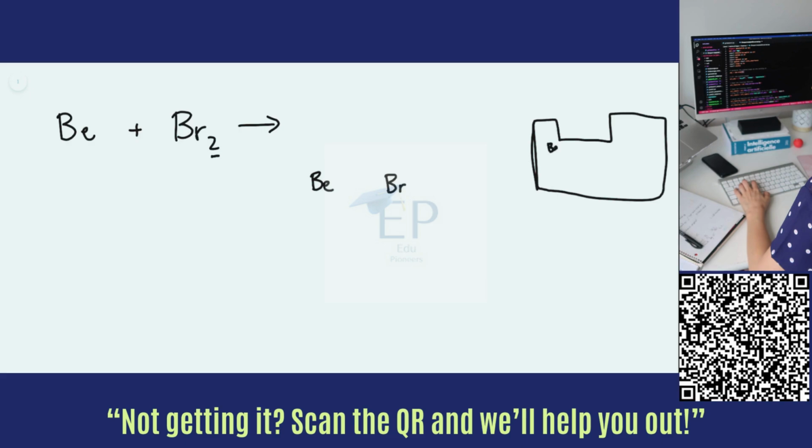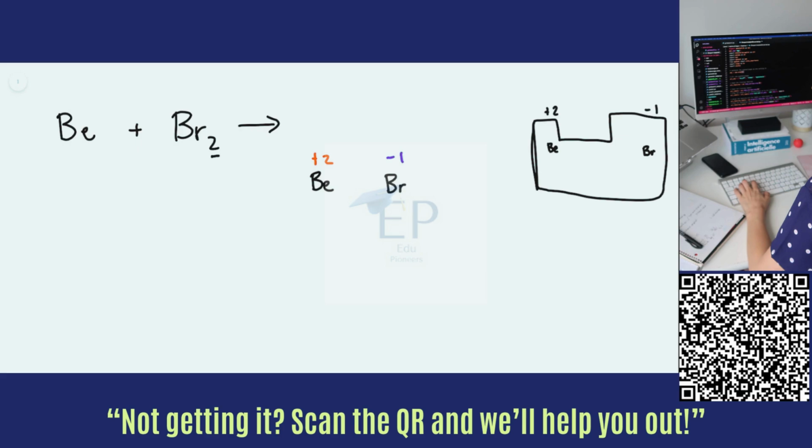So beryllium is in the second column of the periodic table, which means it has a tendency to lose 2 electrons, so its charge will be +2. Bromine is in the next to last column of the periodic table. It's 1 electron away from the noble gases, so it has a tendency to gain 1 electron. Its charge will therefore be -1.